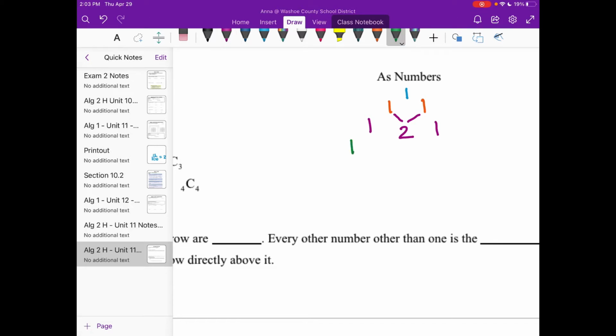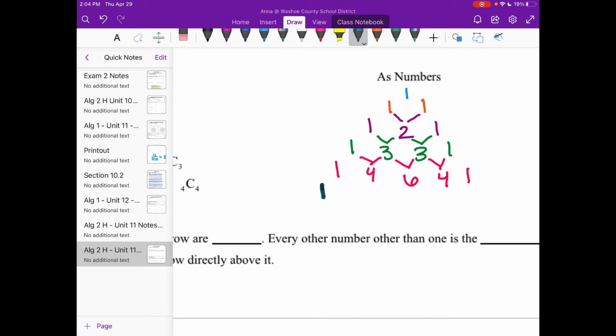The next row, I'll start with a 1. 1 plus 2 is 3. 2 plus 1 is another 3, and another 1. Now, it's always going to look like this. So throughout the video, I might make a really quick Pascal's triangle. But this is how it always is. 1 plus 3 is 4. 3 plus 3 is 6. 3 plus 1 is another 4, and I'll end with another 1.